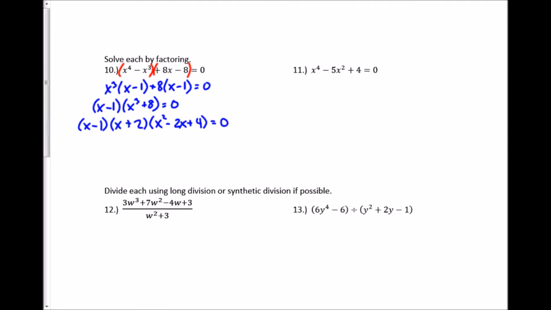And now I just set each factor equal to 0. X minus 1 equals 0. X plus 2 equals 0.